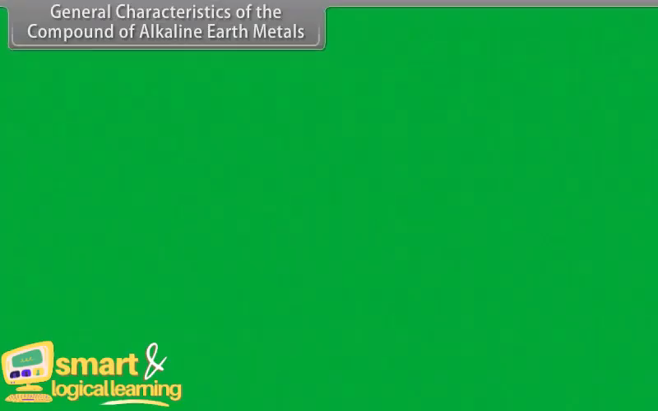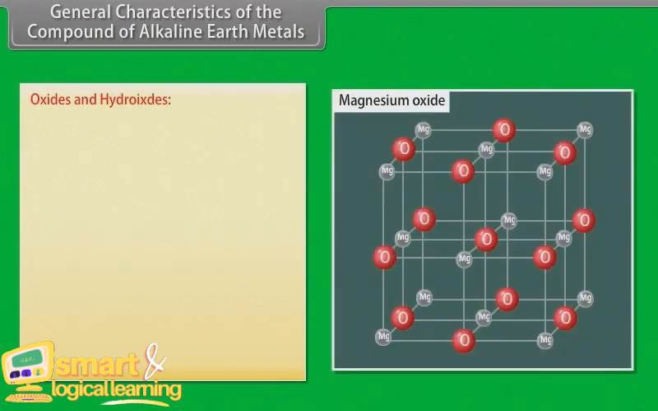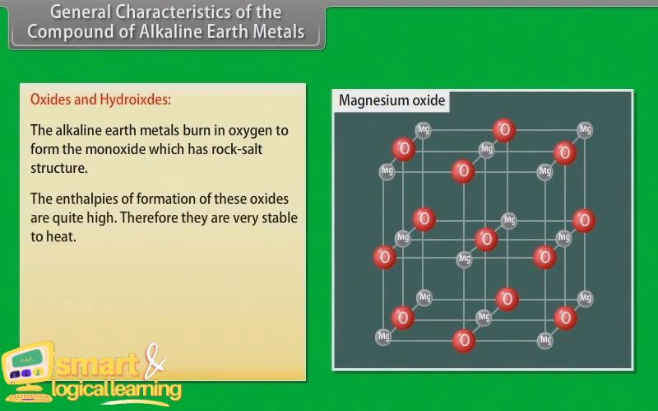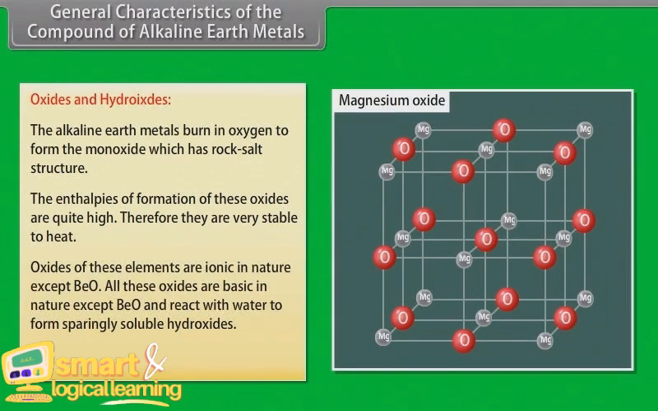General characteristics of the compounds of alkaline earth metals. Oxides and hydroxides. The alkaline earth metals burn in oxygen to form the monoxide, which has rock salt structure. The enthalpies of formation of these oxides are quite high. Therefore, they are very stable to heat. Oxides of these elements are ionic in nature, except BeO. All these oxides are basic in nature, except BeO, and react with water to form sparingly soluble hydroxides.